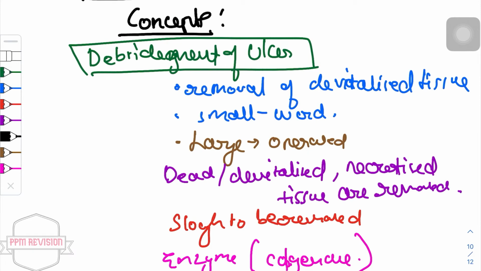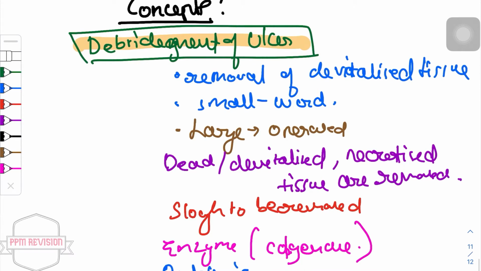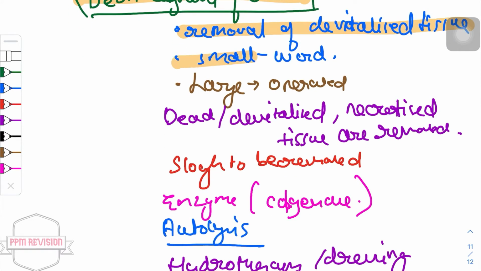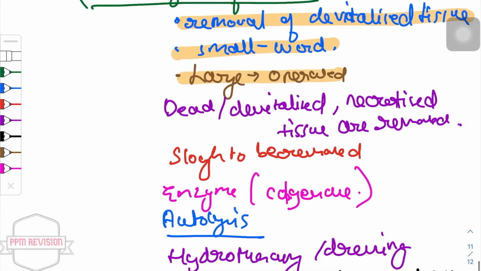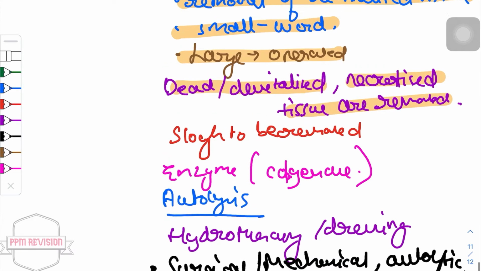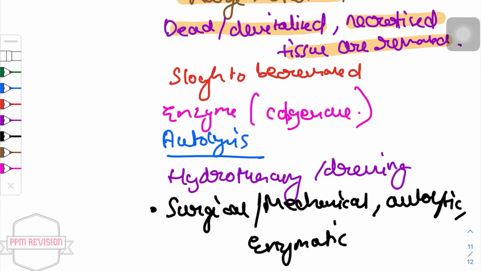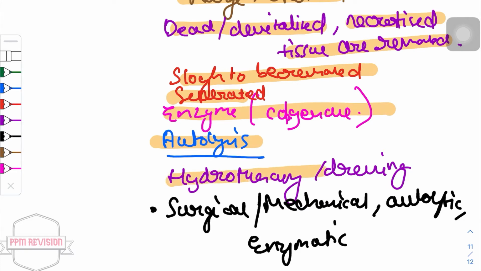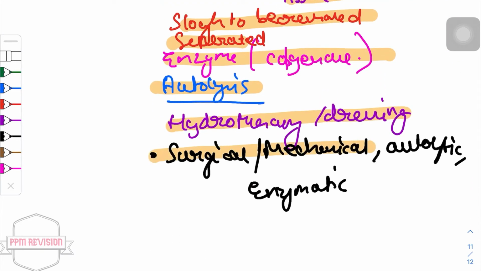Just to summarize, debridement of ulcer is nothing but the removal of devitalized tissue. If it is small, this can be done in the ward; if large, it needs to be operated on. Dead, devitalized and necrosed tissues are removed, and the slough should be separated adequately before debridement. The enzyme collagenase is used, there is the autolysis mechanism, and hydrotherapy and dressing are also done, which are the mechanical method. In short, there is the surgical or mechanical method, the autolytic method, and the enzymatic method, that is collagenase.